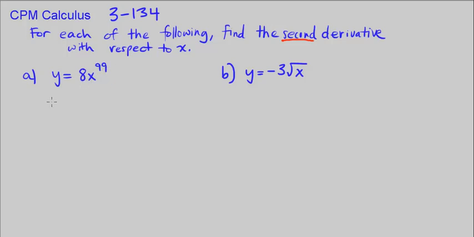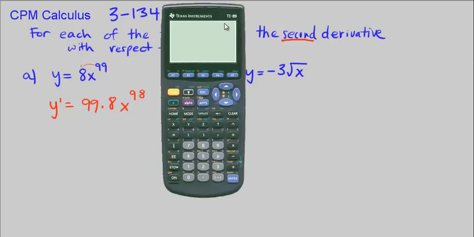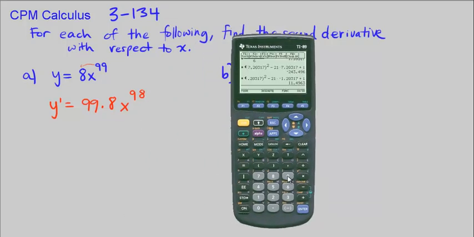So we know the first derivative, we're going to call that y prime, is equal to, using the power rule, we're going to drop the 99 down. It's going to be 99 times 8 times x to the power of, we're going to subtract 1 from 99, to the power of 98. Okay? So you can bring out your calculator. What's 99 times 8? 99 times 8 is 792 x to the 98 power. Okay? So again, that is the first derivative.